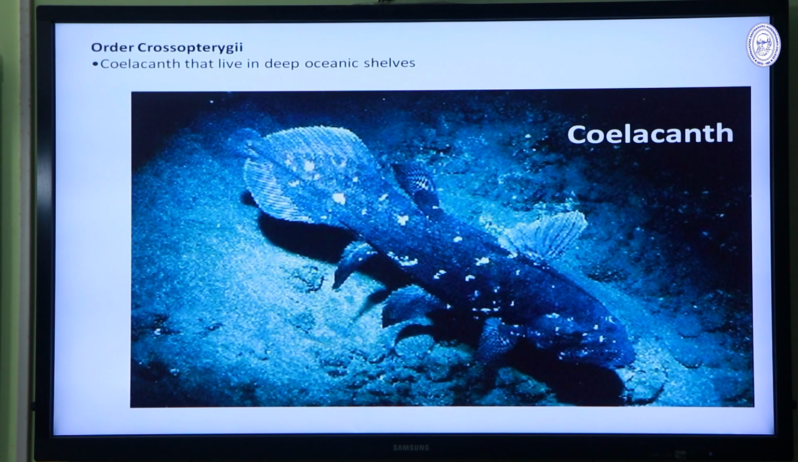This is the very important order Crossopterygii, and coelacanth or Latimeria is the only surviving candidate under this order. For many years it was believed that coelacanth had become extinct, but in between some years they have been found in deep oceanic shelves. They have a very low metabolic rate. Their vision is impaired because those are very dark areas in the sea, and they really do not need any vision. So, coelacanth or Latimeria is the sole candidate under order Crossopterygii.